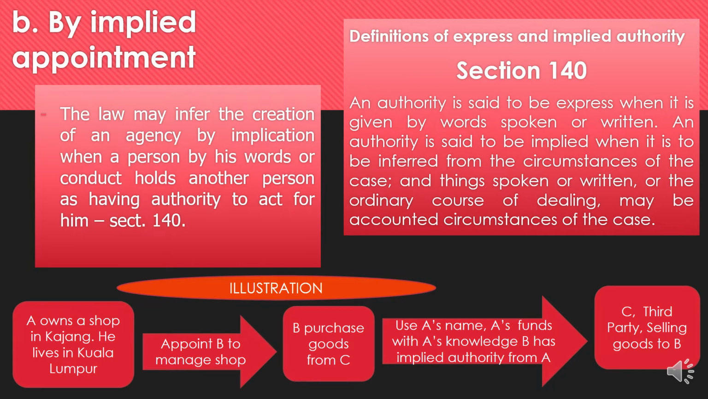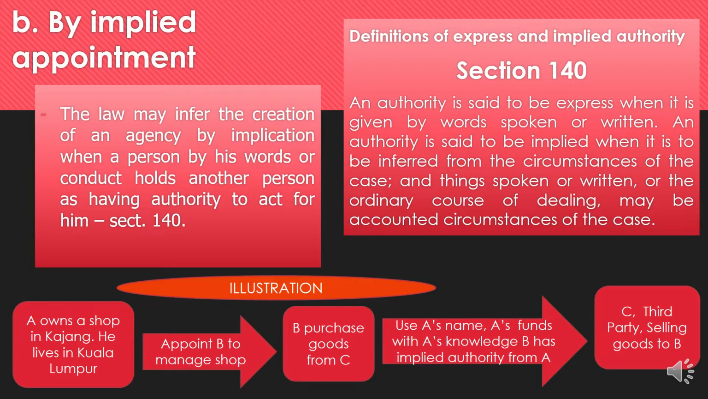What does it mean by implied appointment? How does it happen? We will refer to section 140. I paste it here so you can have a look, because I'm not sure whether you are looking at your Contract Act. An authority is said to be express when it is given by words spoken or written. If you say it orally or put it in writing, this is called express appointment. An authority is said to be implied when it is to be inferred from the circumstances, and things spoken or written or the ordinary course of dealing may be accounted circumstances of the case. This is the definition of express and implied authority.